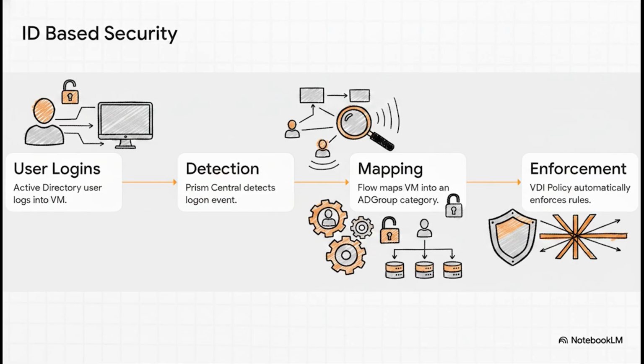First, a user logs into a virtual desktop infrastructure, or VDI VM, using their Active Directory credentials. Second, Prism Central detects this logon event. Third, Flow dynamically and automatically places that VM into a category that matches their imported AD group. And finally, the VDI policy automatically enforces rules based on that group membership. It literally maps user identity directly to network security on the fly.